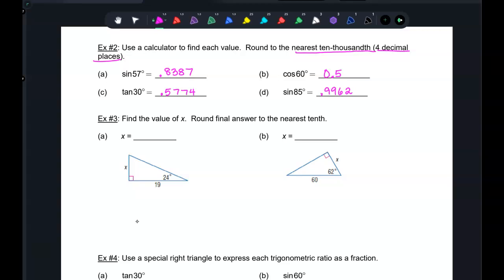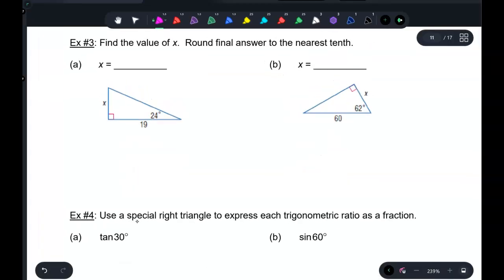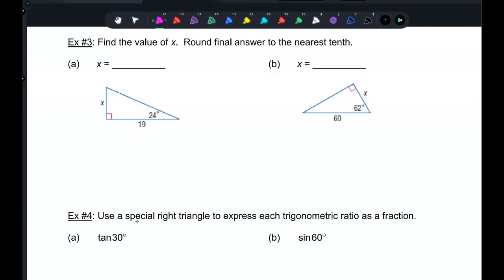Now we're going to actually use these values of sine, cosine, and tangent to find the value of x. First step, I want you to identify the angle that you're working with. You don't have to circle it, but sometimes in the beginning I just circle it. That's the angle I'm going to work with. What side are we trying to find? X is the adjacent.